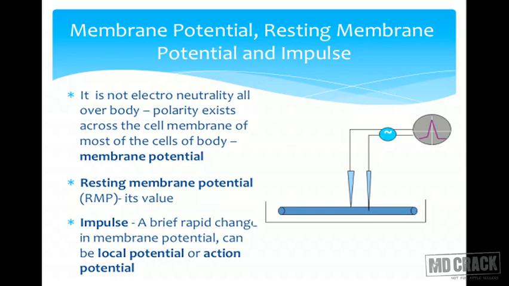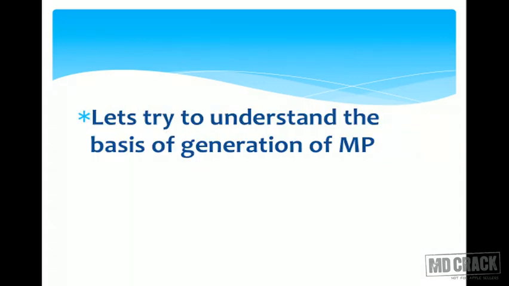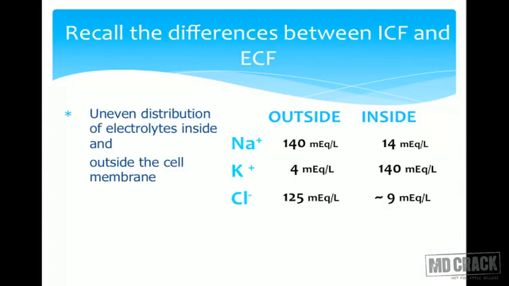Now, we will see it in detail. Why do we have this membrane potential? Recall that there is a difference in the concentration of the intracellular fluid and the extracellular fluid. As you can see in this table, there is an uneven distribution of the electrolytes inside and outside the cell membrane.